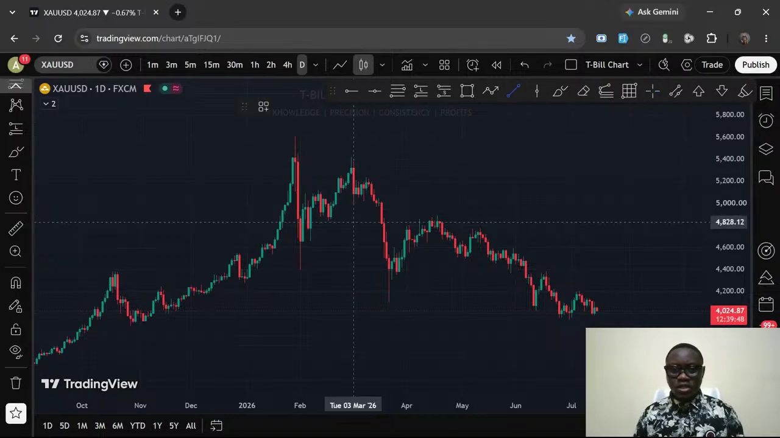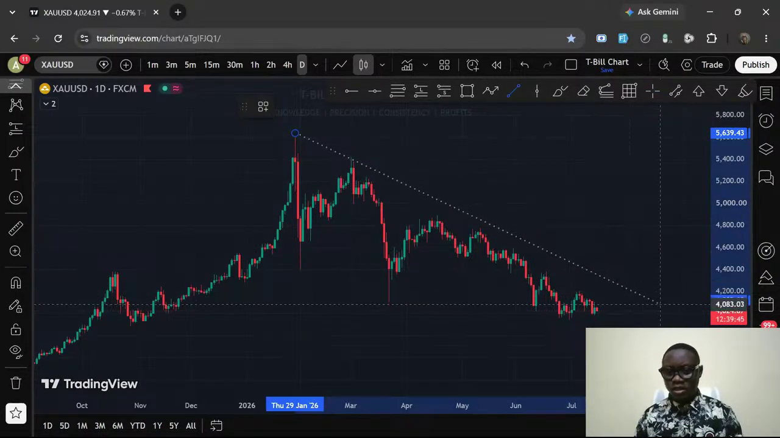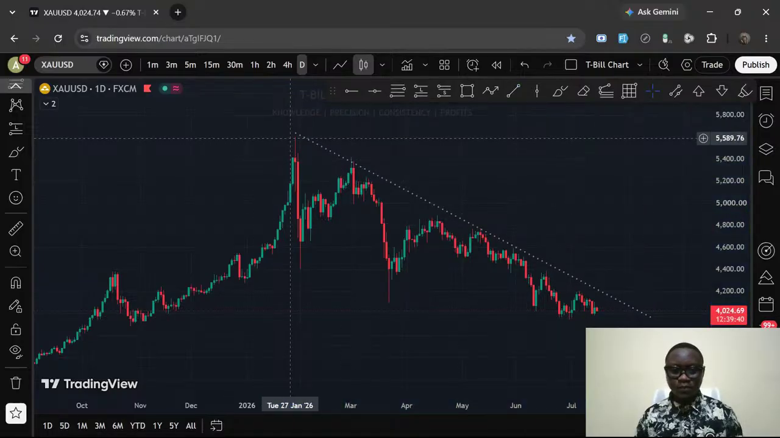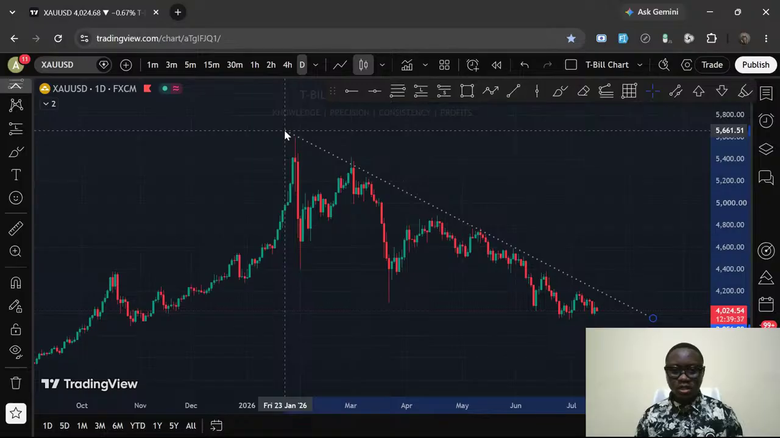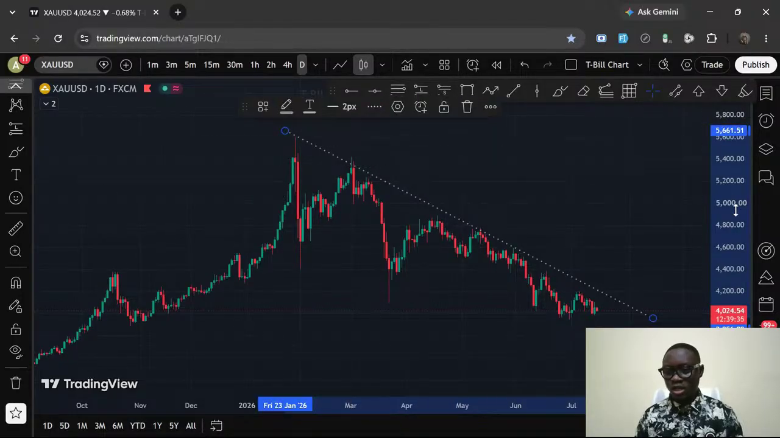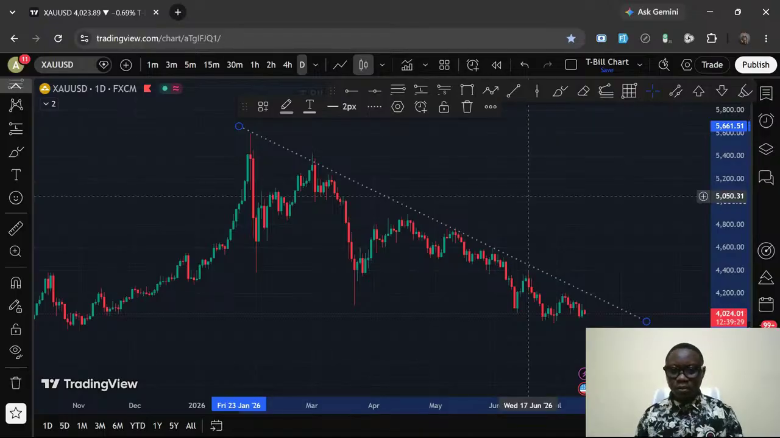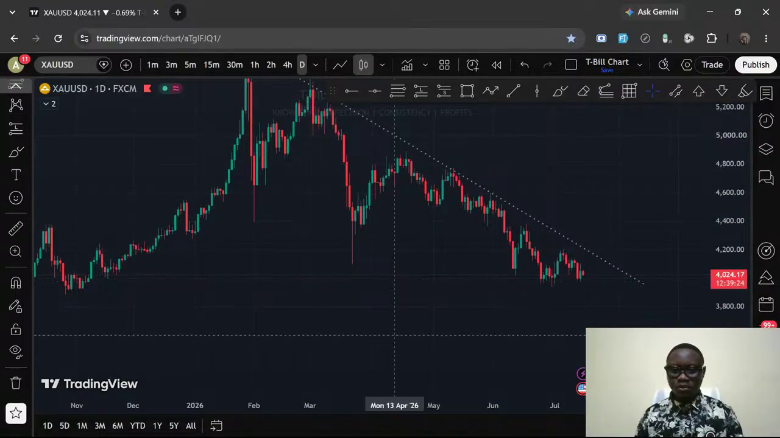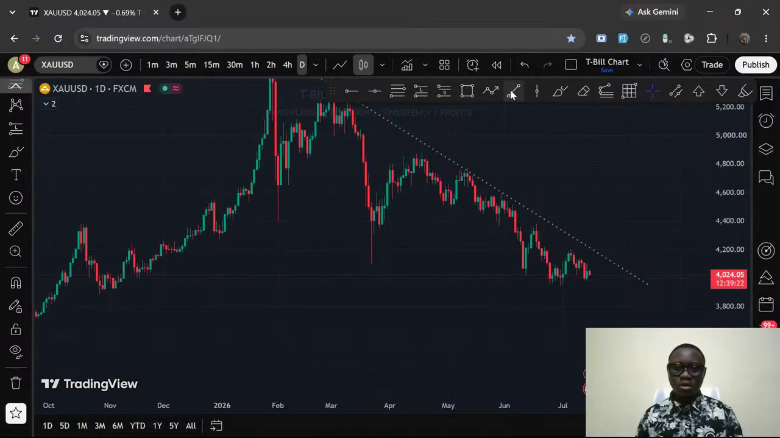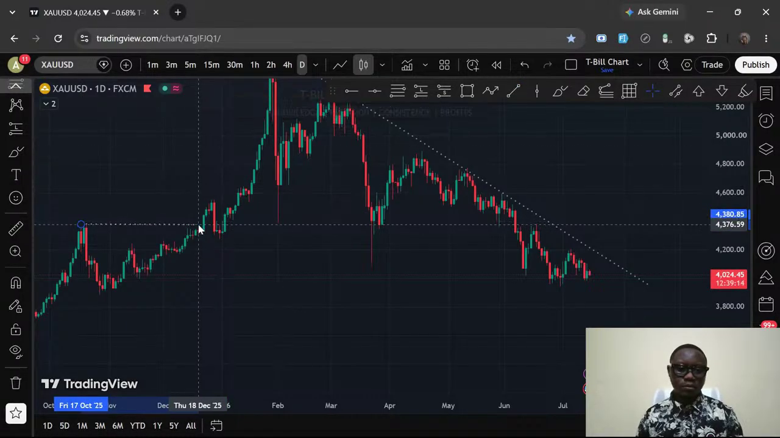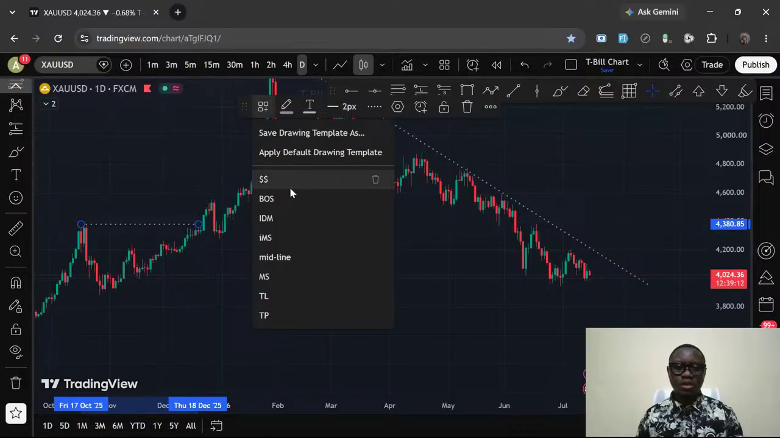So let's start with identifying our trend. You can clearly see that XAUUSD is bearish, and you simply draw your trend line. We have this break of structure to the upside. That's our POS.